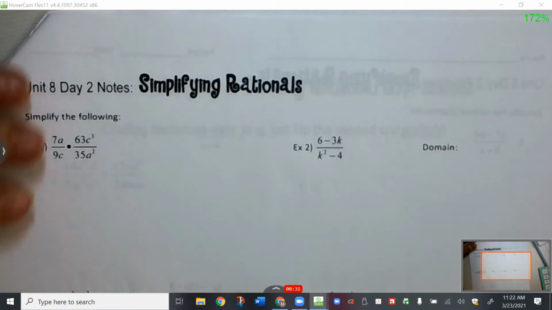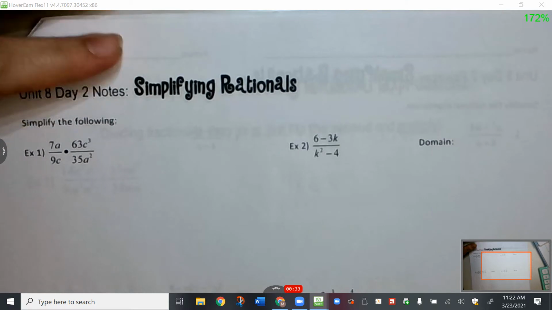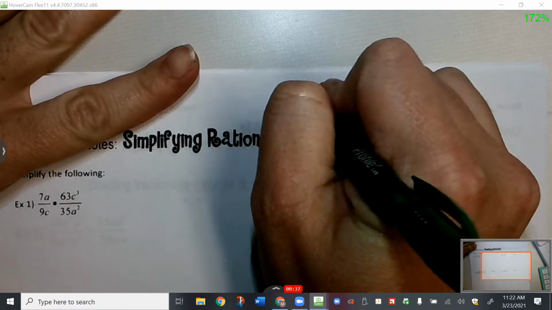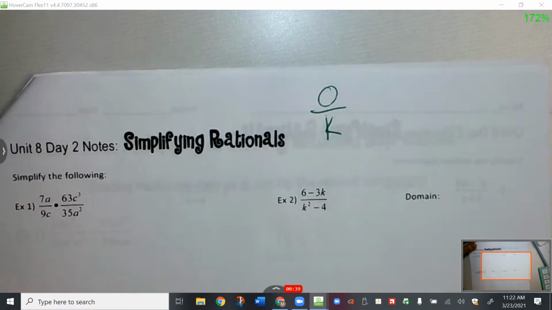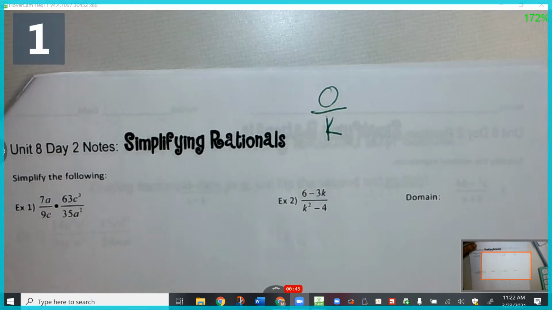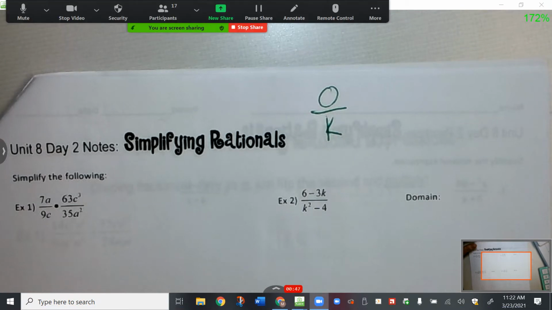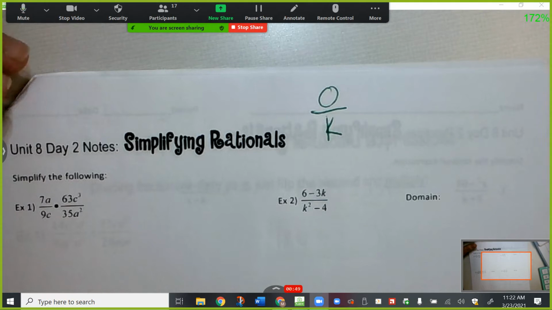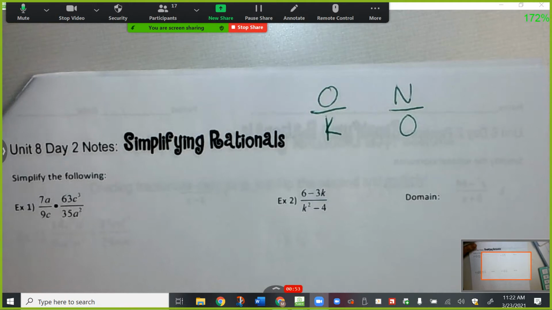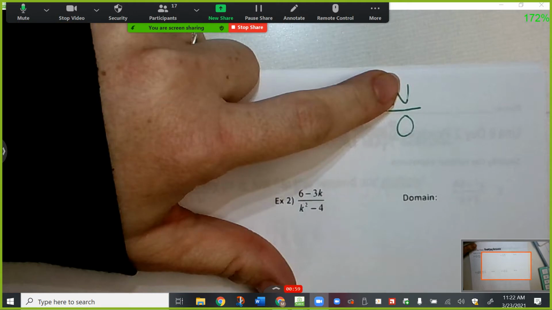Okay, so two things I want you to know about fractions, because if you notice everything here is a fraction, it is okay to have a 0 on top. Oh, might help if I share my screen. So it's okay to have a 0 on top. It is not okay to have a 0 on bottom.